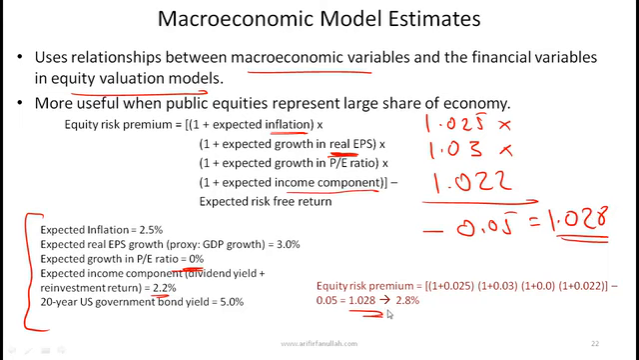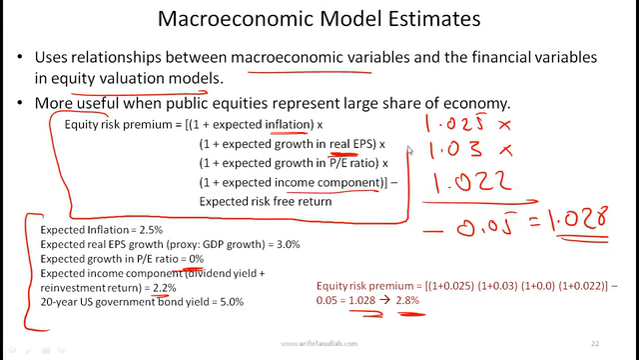So what does that mean? What does that say about the equity risk premium? The equity risk premium is 2.8%. So it's simple, but you need to know this. If you are watching this video, just pause and memorize this formula.